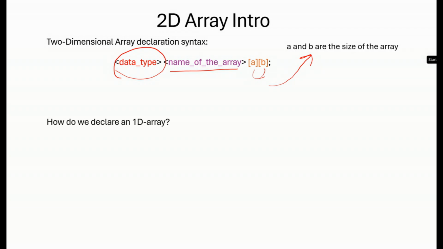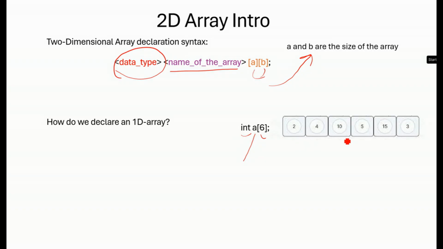Now, how do we declare a one-dimensional array? It is simple. Just specify the data type, the name of the array and the size of the array. This is an example of a one-dimensional array which consists of 2, 4, 10, 5, 15 and 3 as elements inside this particular array. These are the array elements, and in order to access these elements we need to know the indices. So these are the indices.